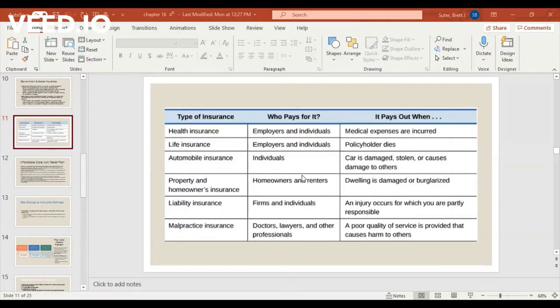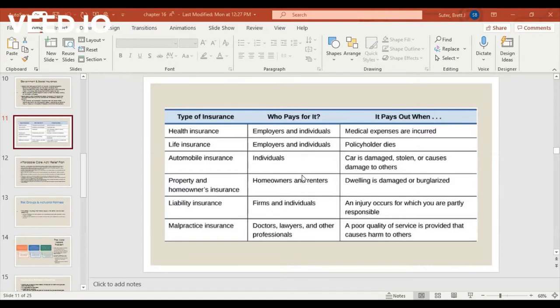The first graph details types of insurance, who pays for it, and when it's paid out. First, we have health insurance that's paid for by employers and individuals and is paid out when medical expenses are incurred. And next, we have life insurance. It's paid for by employers and individuals, and it's paid out when the policyholder dies.